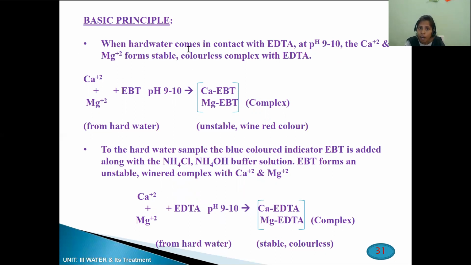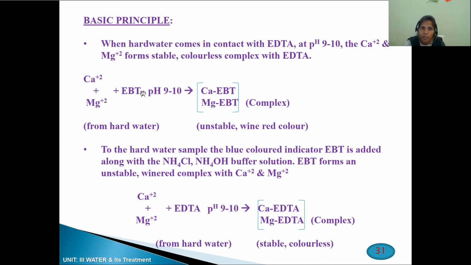So when hard water comes in contact with EDTA at pH 9 to 10, the calcium 2+ and magnesium 2+ form a stable colorless complex with EDTA. We are not using any indicator in this step. Directly, when hard water is treated with EDTA at pH 9 to 10, the calcium 2+ and magnesium 2+ in the hard water react with EDTA to form a stable and colorless complex. But if we get a colorless complex, we cannot find the end point.